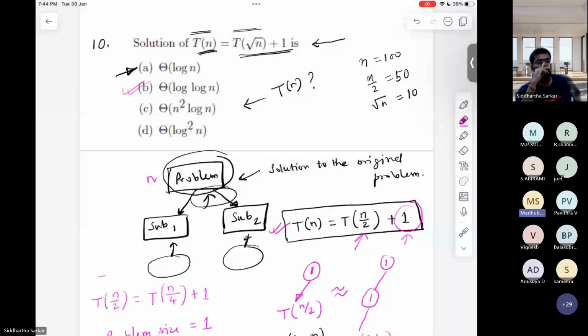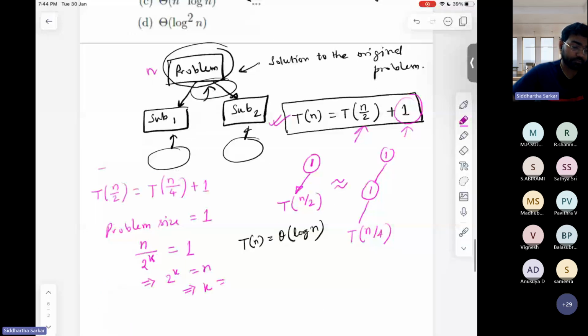Yeah, but I came to the point n to the power of 1 by 2 power of k is equal to 1. Then how to solve it to log of n? Right, I'll tell you now. But even if you don't do this calculation, you should be able to choose the right option. That was the point.